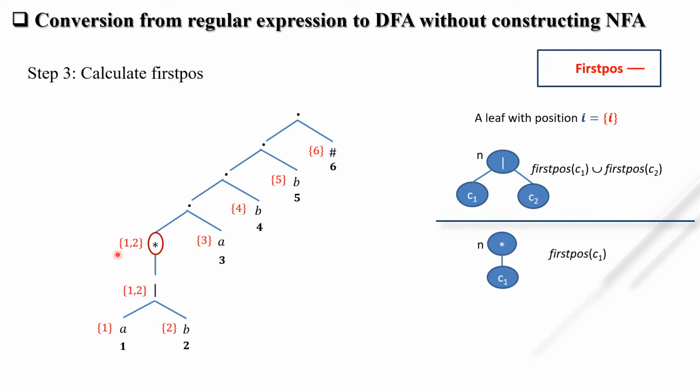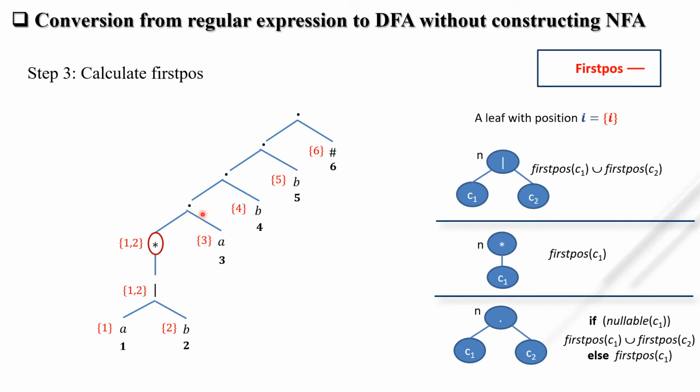Now we have to find the first position of this concatenation symbol. For that, what is the rule? If C1 is nullable, what is C1 for this concatenation symbol? This is C1 and this one is C2. C1 is nullable, yes. So we follow this: first position of C1 union first position of C2. The first position of C1 is 1, 2, and the first position of C2 is 3. So 1, 2 union 3 gives 1, 2 and 3.